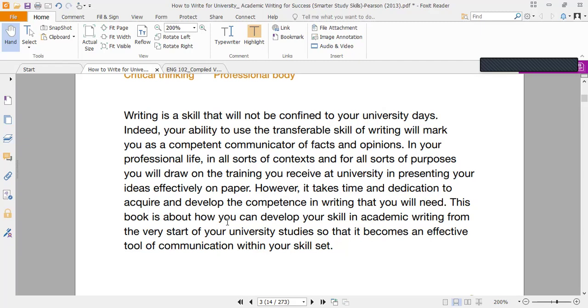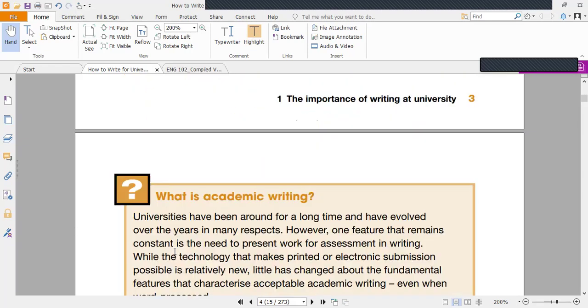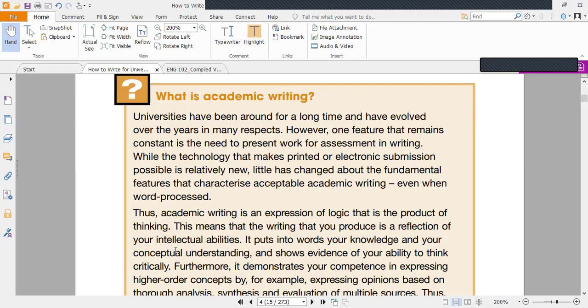This book is about how you can develop your skill in academic writing from the very start of your university studies so that it becomes an effective tool of communication within your skill set. So, this paragraph just introduces the book to you. Okay, let's read this seriously.